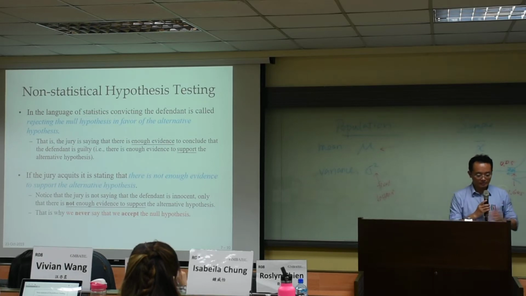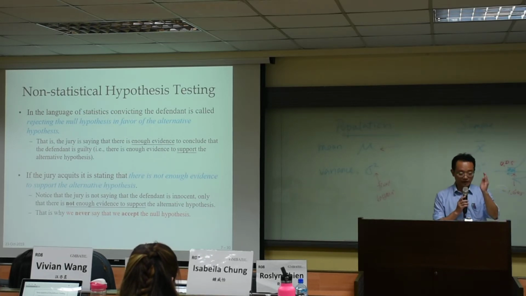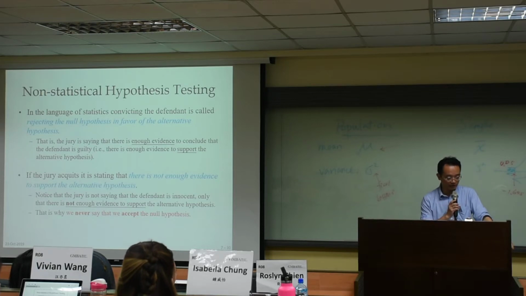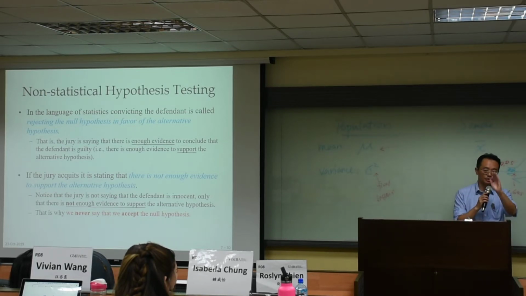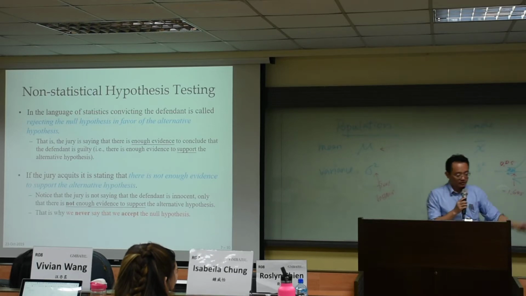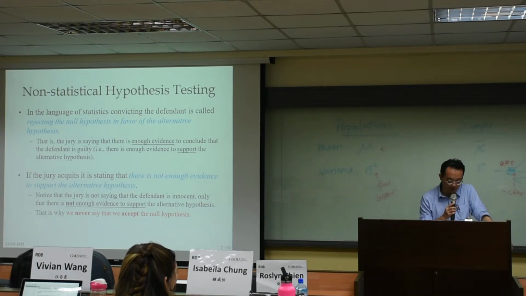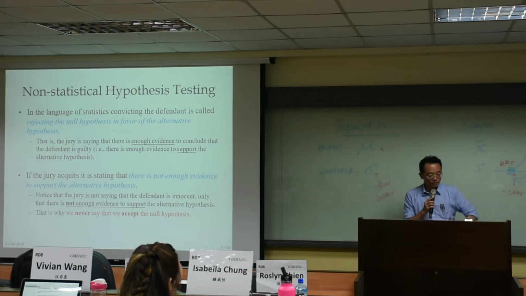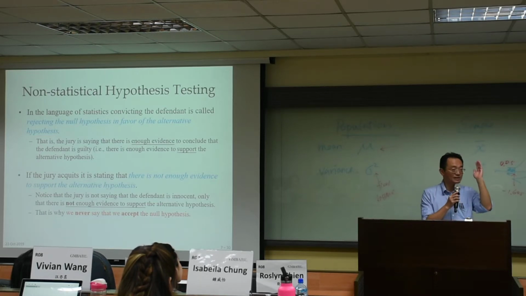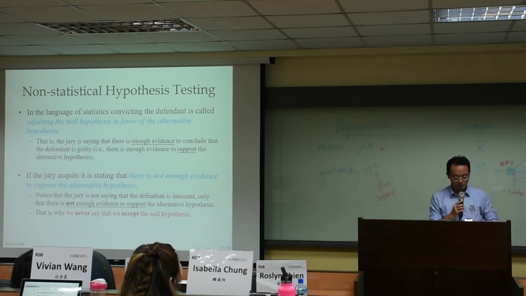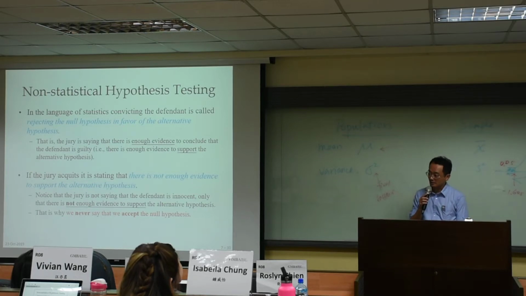Okay, so that is the jury saying that there is enough evidence to conclude that the defendant is guilty, or there is enough evidence to support the alternative hypothesis. So this is one possible outcome. The other possible outcome is that the jury acquits, saying that there is not enough evidence to support the alternative hypothesis. Notice that the jury is not saying the defendant is innocent. No. They only say there is not enough evidence to support the alternative hypothesis.